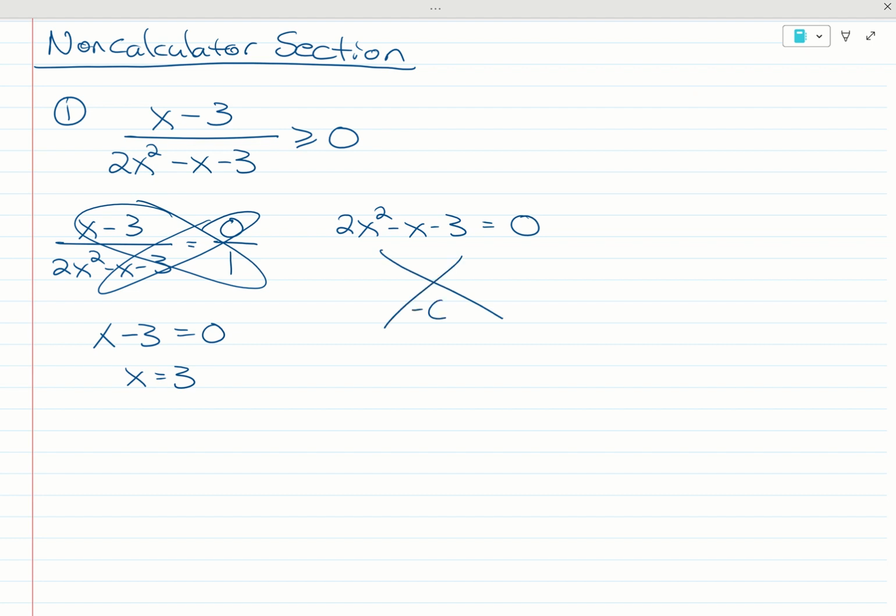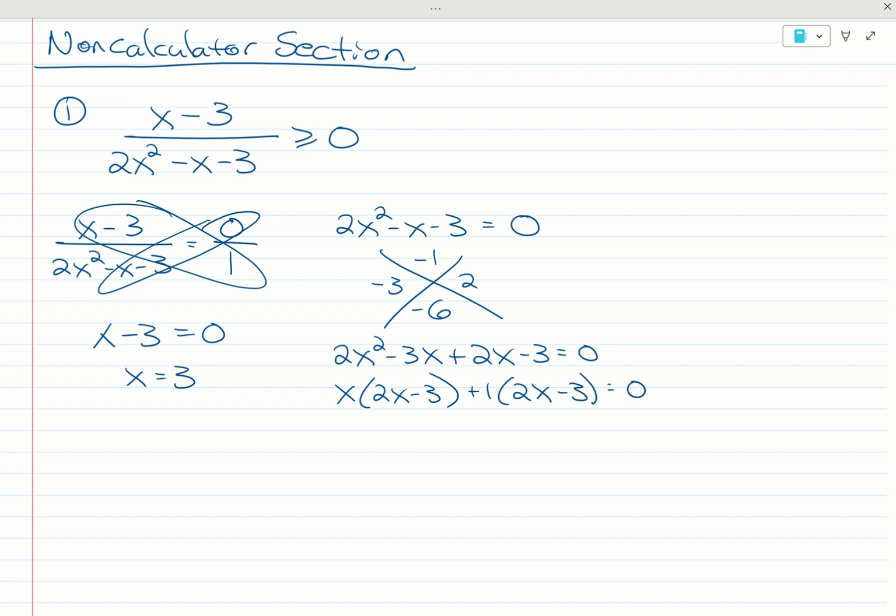by factoring. So factors of -6 that add up to -1 are -3 and 2. So we'll do 2x squared minus 3x plus 2x minus 3 is 0. Take out an x, we're left with 2x minus 3. Take out 1, we're left with 2x minus 3. So we get x plus 1 times 2x minus 3, which gives us x is -1 and x is 3/2.